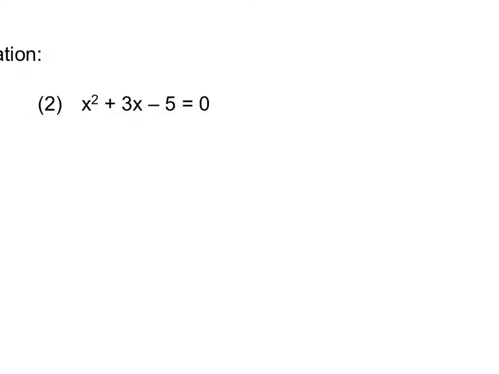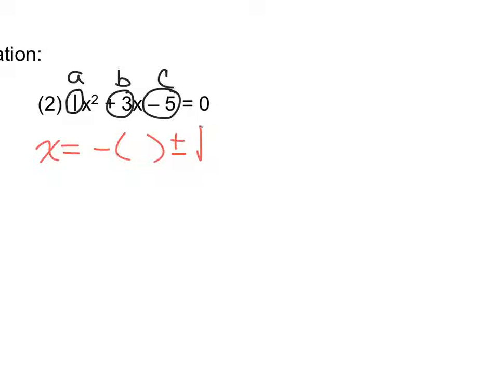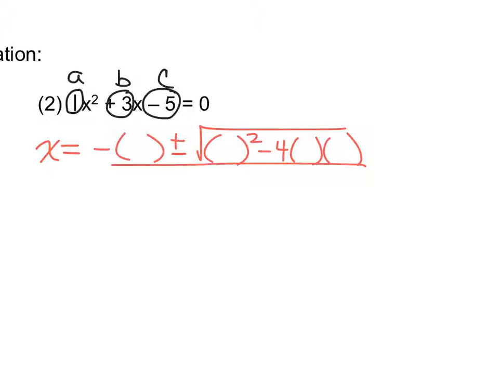So, the second problem, see how there's no coefficient in front of the x squared? That means that there's an assumed 1. So we have a, b, and c. So quadratic formula, again: x equals negative b plus or minus the square root of b squared minus 4ac, all over 2a. Can we memorize that?